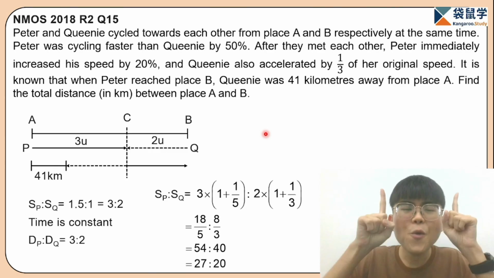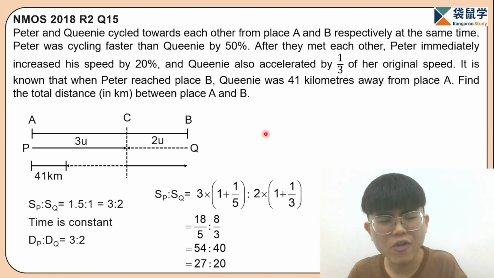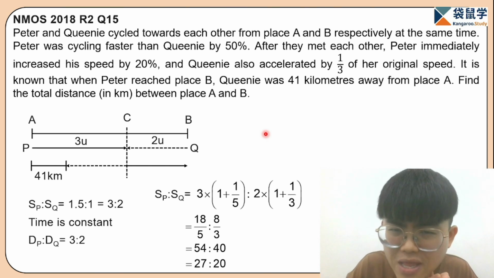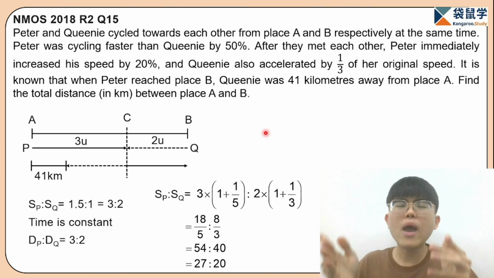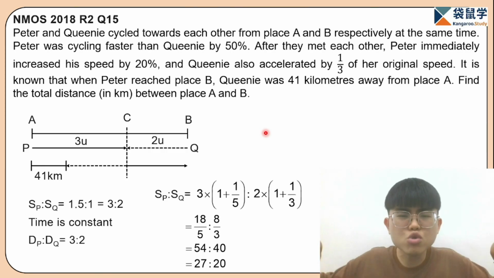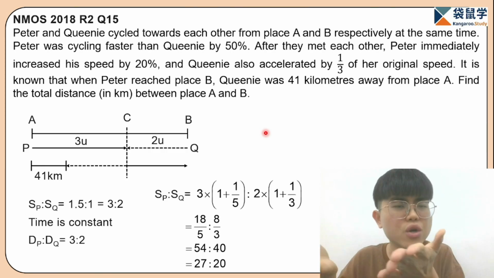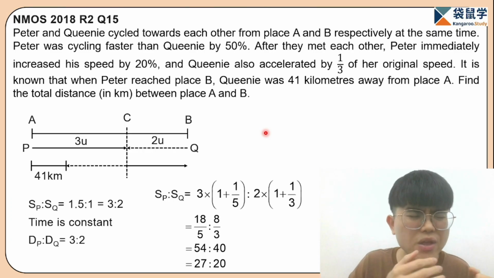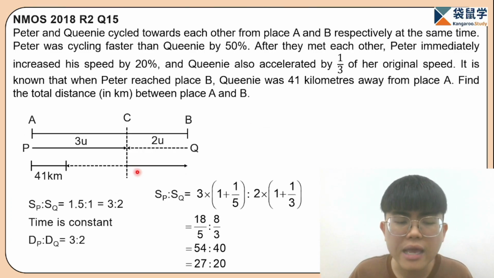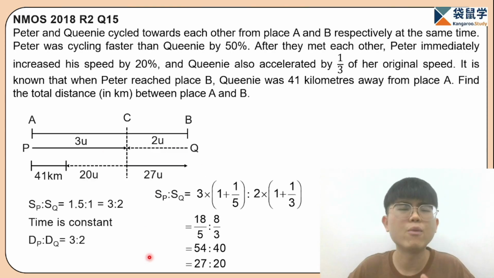Wow, everyone, which means that Peter will travel for a total of 27 units. Because again, when they meet each other and continue traveling, the time is still constant. So the distance ratio equals the speed ratio. So we say that the solid line is where Peter traveled. This will be 27 units. This will be 20 units. Again, we're trying to label it on our figure.